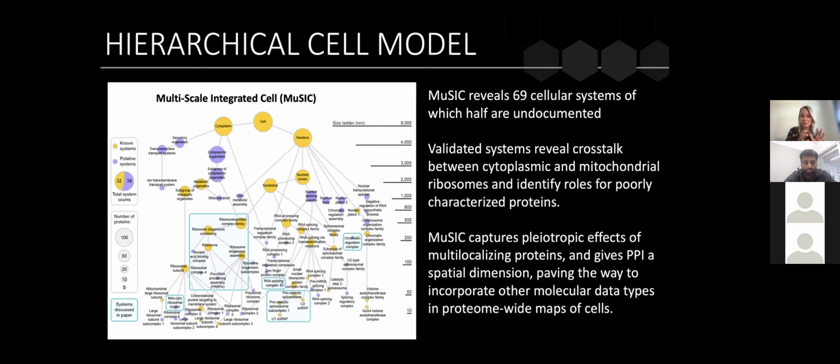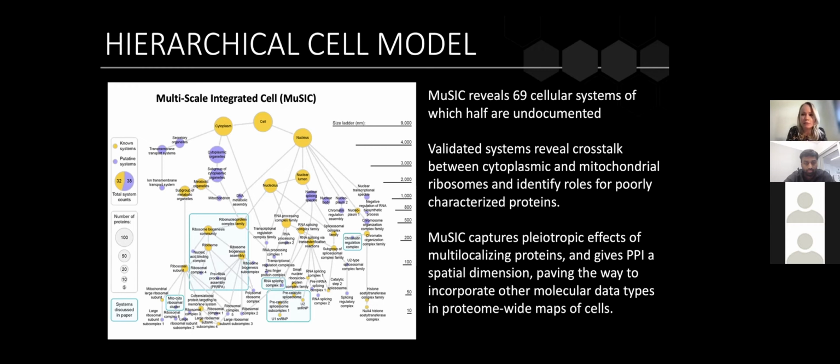Of course, this is only a small part of the cell, but what is interesting is that half of these systems were already represented in gene ontology, half of them were new. So we spent, I think, a year just generating validation data to prove that these systems are indeed real functional systems in the cell. And we could, for example, reveal crosstalk between cytoplasmic and mitochondrial ribosomes and identify new roles for poorly characterized proteins and so on.